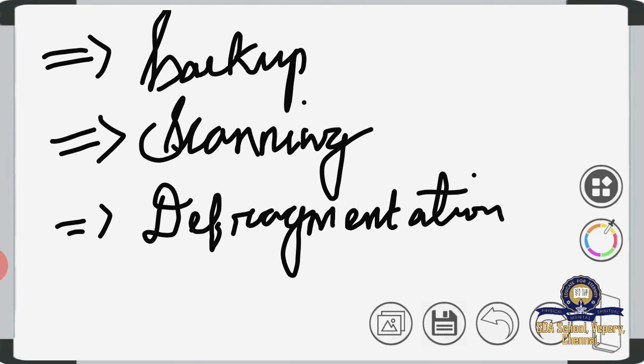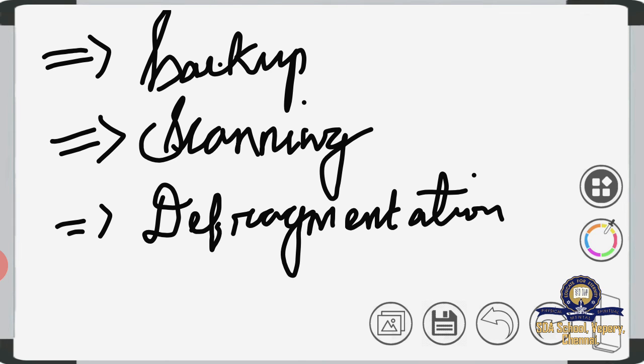First, backup. Why do we use backup? In a computer we have lots of data, and backup means making copies of data or data files that can be used to restore the original files if they are lost or damaged.